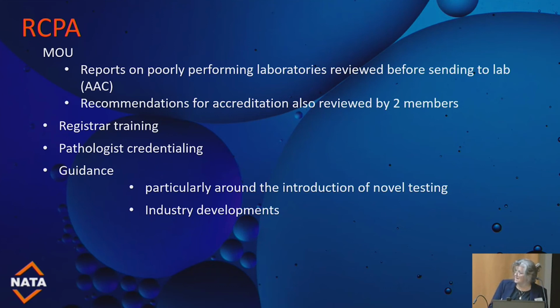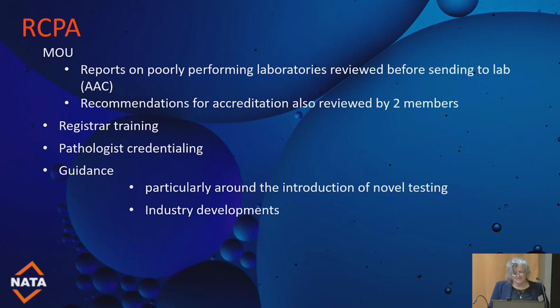The RCPA, the registrar training: when you go out and do assessments, if there are registrars on site, you are required to have an interview with them, a chat with them, as Peter talked about yesterday, which is really important. When the new supervision document came out, there was a lot about pathologists requiring scope of practice and credentialing. The college actually helped a lot with that.